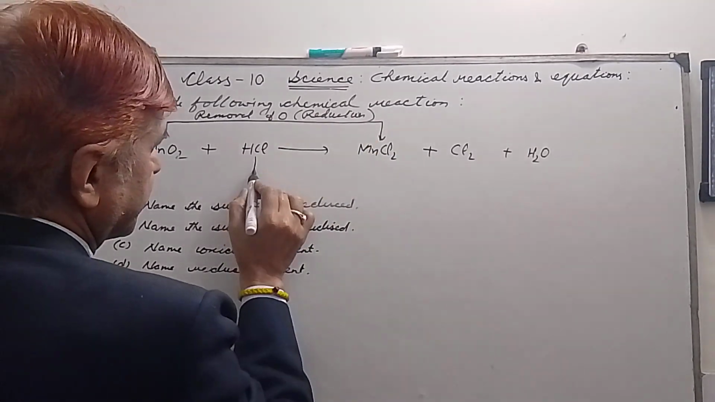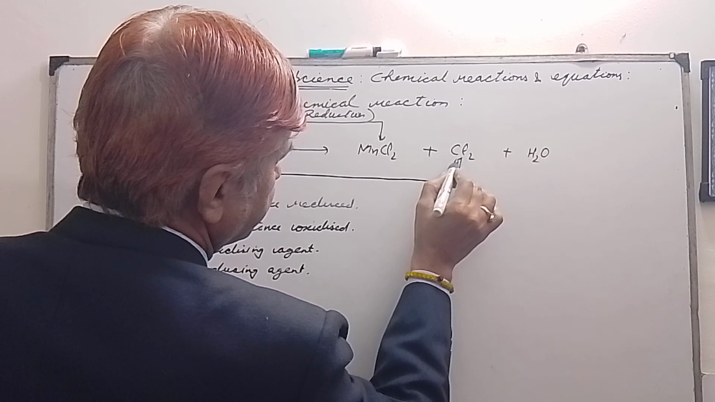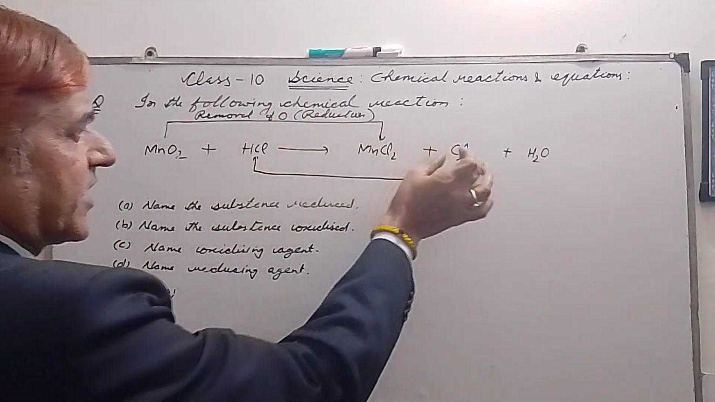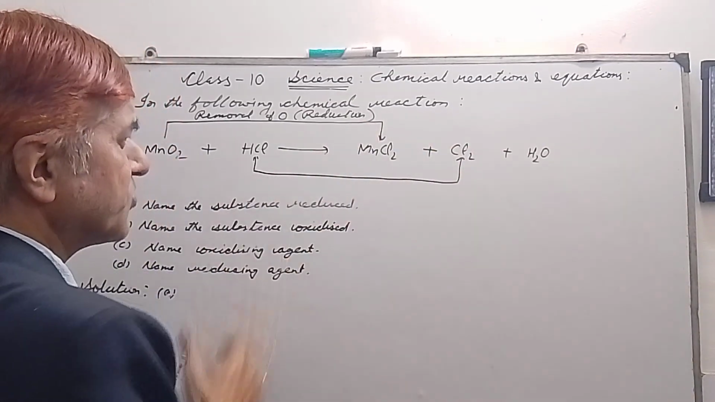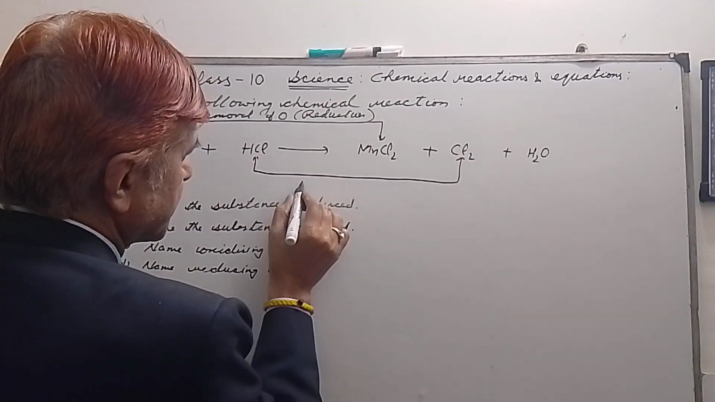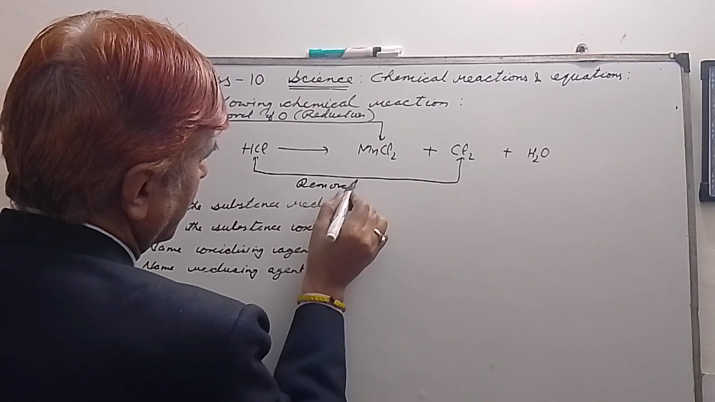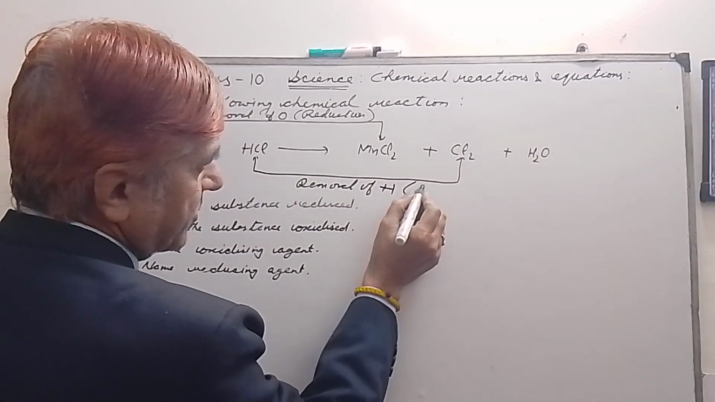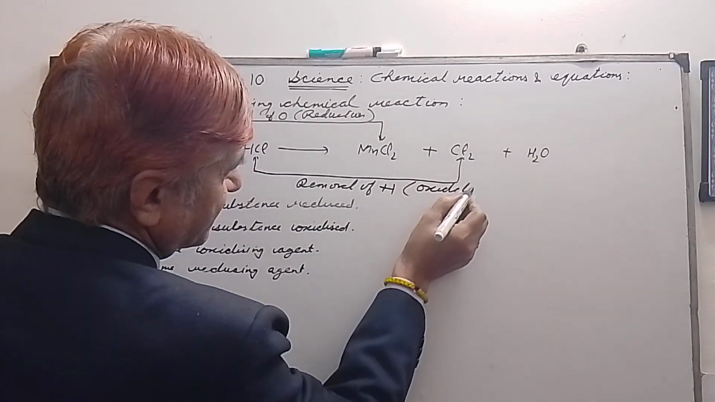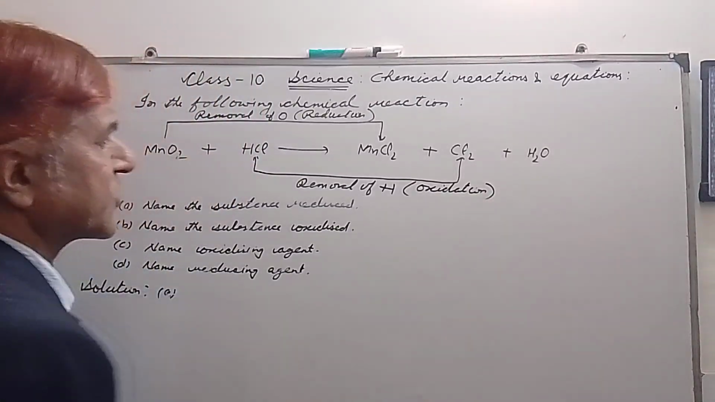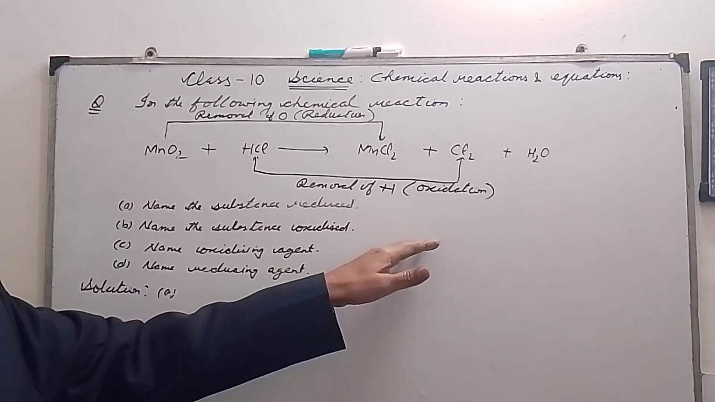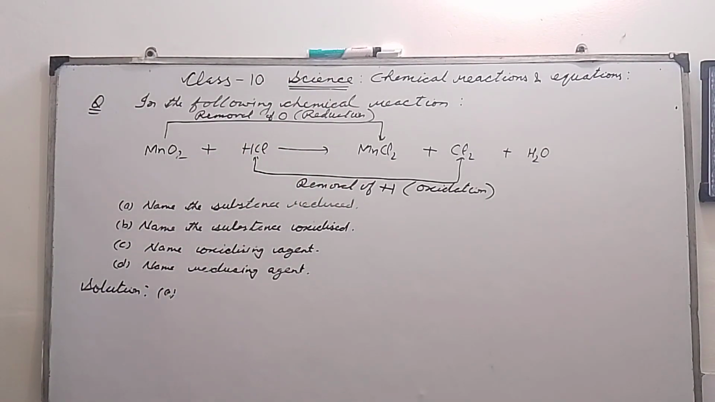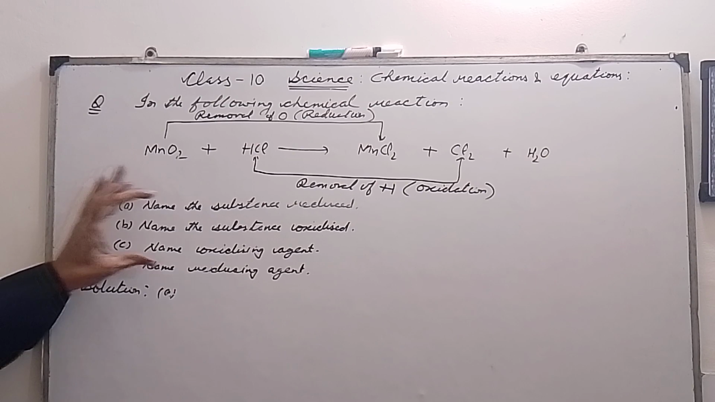And see this carefully. What is happening here? Hydrogen is there, but hydrogen is not here. So removal of hydrogen. And what is removal of hydrogen? You know very well, that is oxidation. Very good. So removal of hydrogen is oxidation and removal of oxygen is reduction. Now based on these things we will answer these questions.